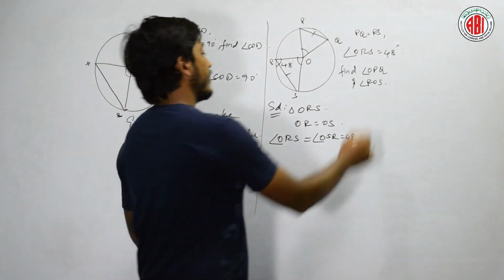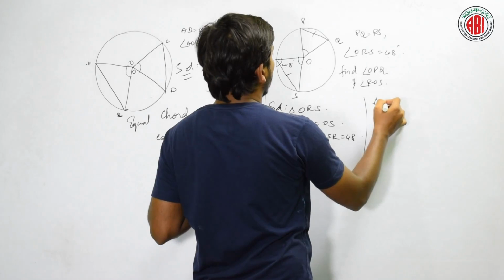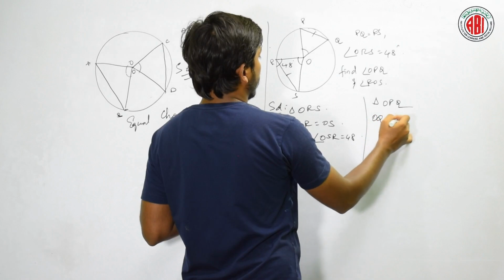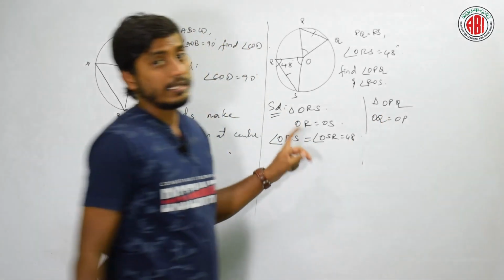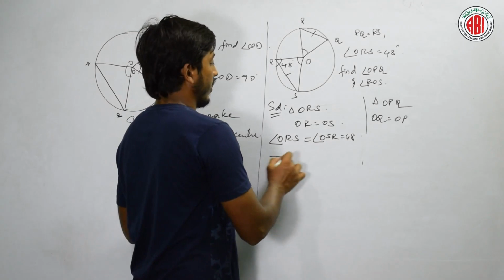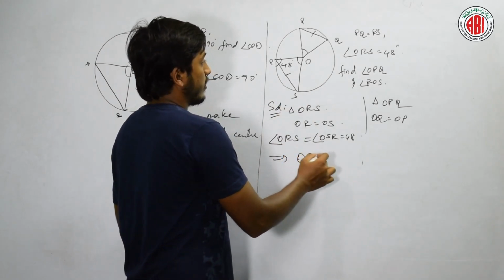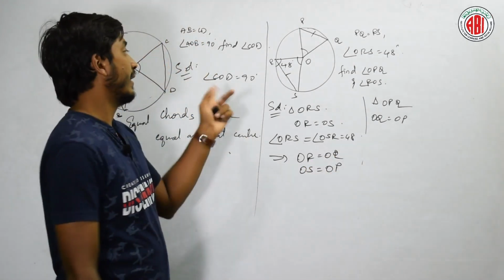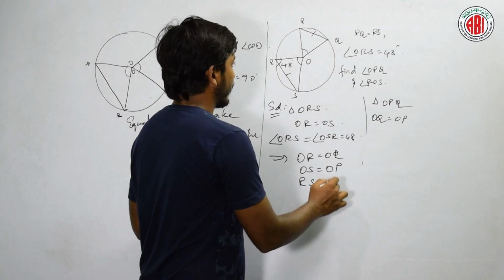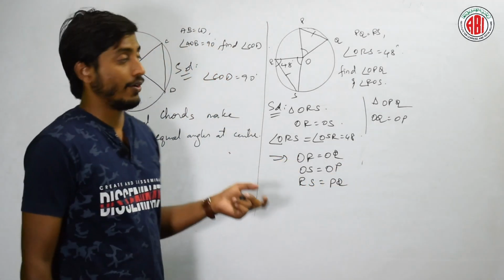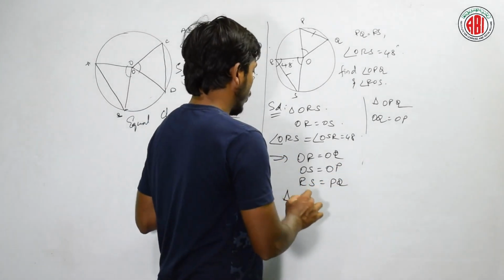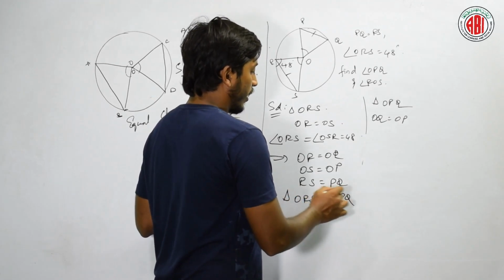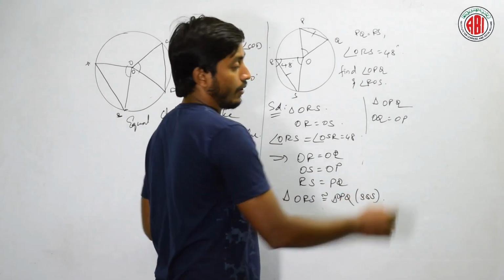Next, similarly, let us consider triangle OPQ. Here if you observe, OQ is equal to OP. Let us consider both the triangles. OR is equal to OQ, OS is equal to OP, and the side RS is also equal to PQ. By SSS congruency, triangle ORS and triangle OPQ are congruent to each other.